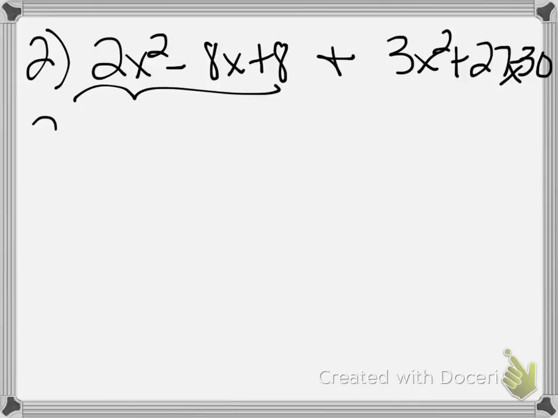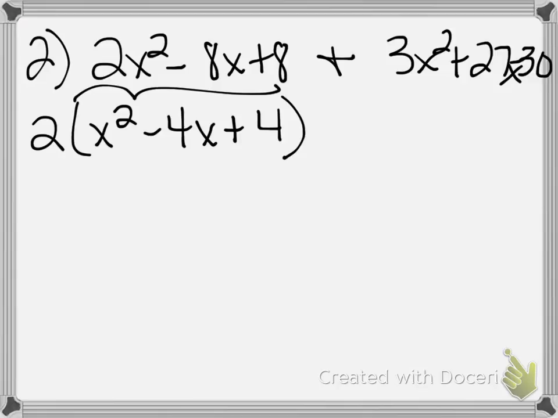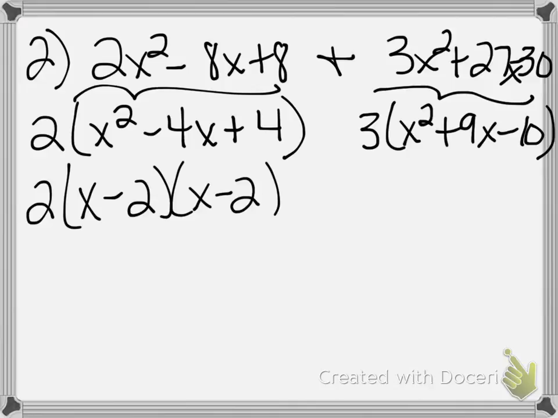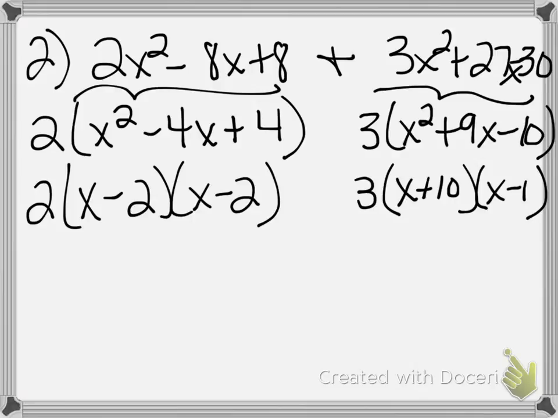Looking at this first polynomial, I can take out a 2, and I'm left with x squared minus 4x plus 4. And over here, I can take out a 3, and I'm left with x squared plus 9x minus 10. I then need to do the x method to factor more because I've got a trinomial. So I'm going to use my x method, and I get x minus 2, x minus 2, and then I've got 3 times x plus 10 times x minus 1.